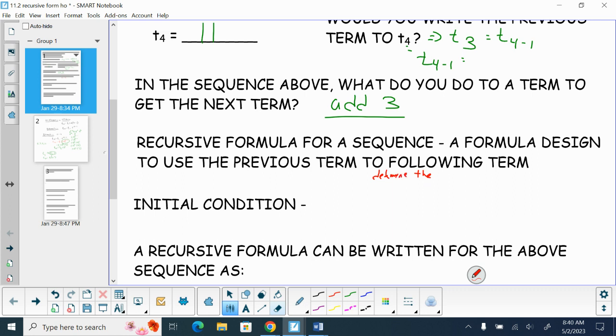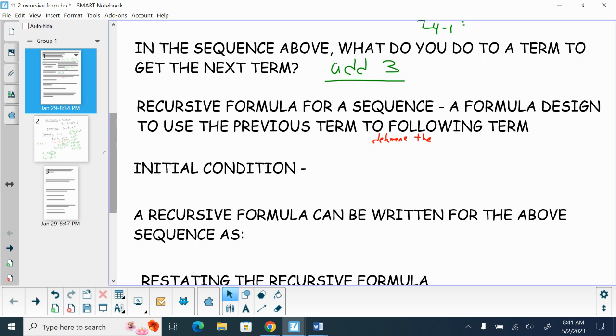It's a formula designed to use the previous term to determine the following term. So we use that previous term to get to that next term. We also need to have an initial condition, which is your first term. You need to know where to start this. So there's two parts to a recursive formula.